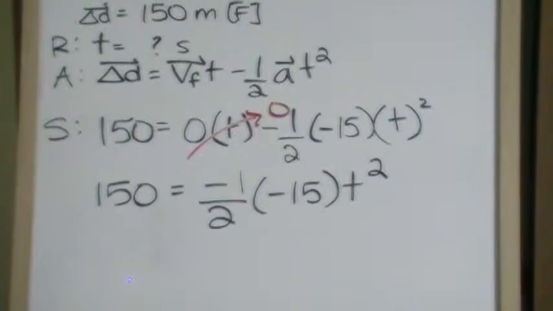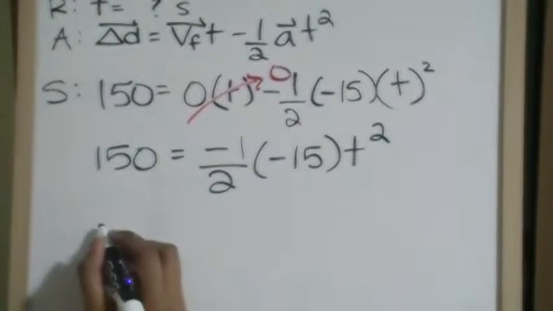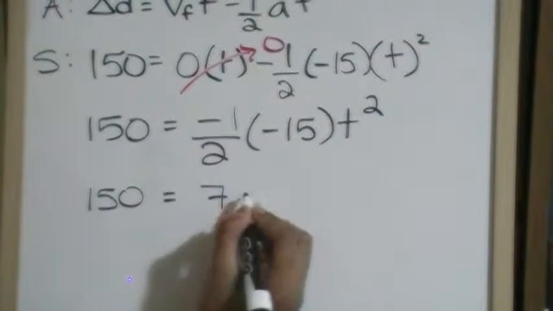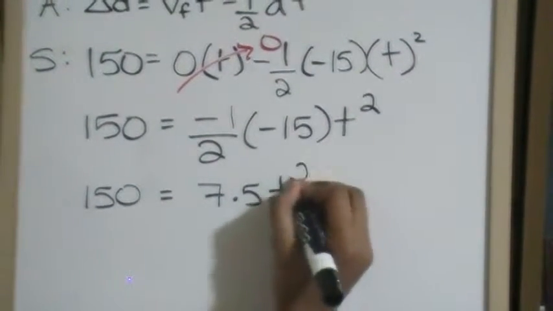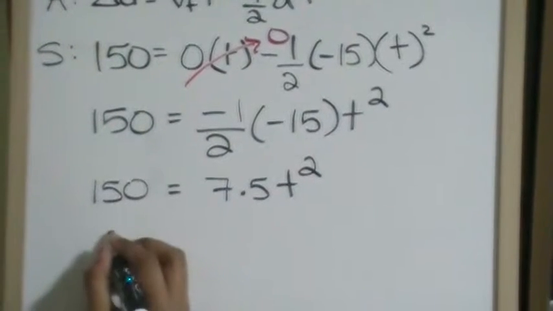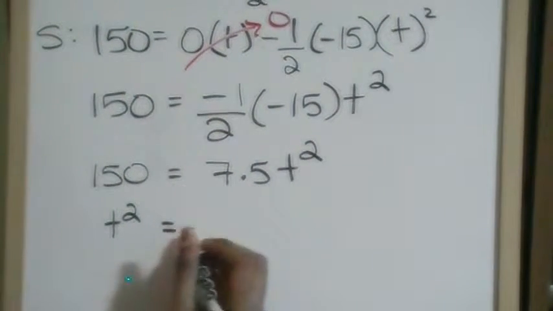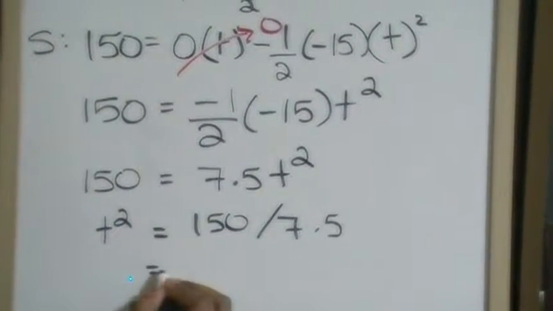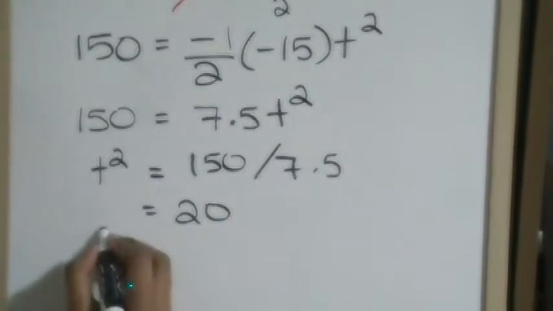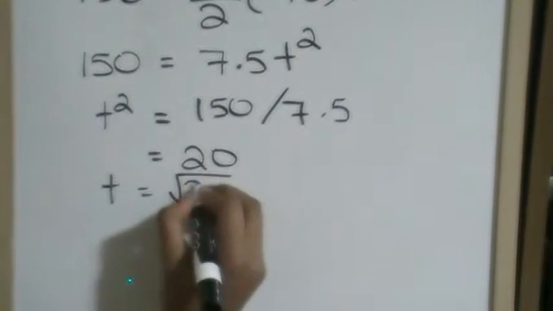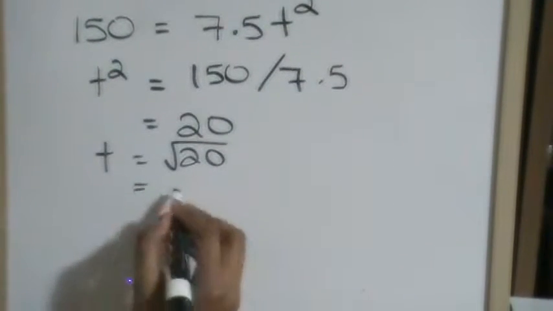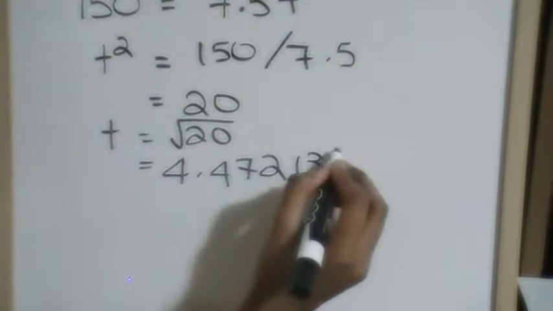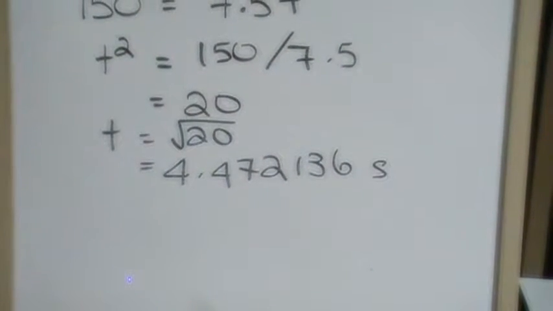So what we could do now is multiply this out. So we have 150 is equal to 7.5 t squared. That means t squared is equal to 150 divided by 7.5, which is 20, and t is equal to the square root of 20, which is 4.47213 seconds, not rounded to significant digits.